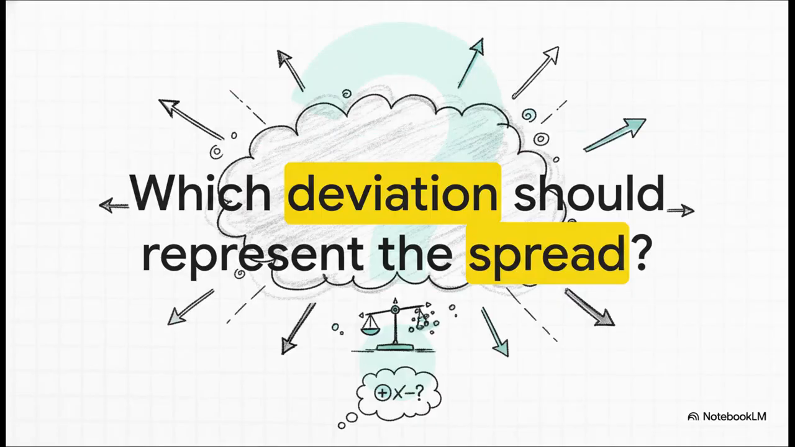But wait, at this point, we just have a list of numbers. We don't have a single summary number describing the spread. So which one is the true standard deviation? Is it the -2? The +1? We obviously can't just pick one at random.